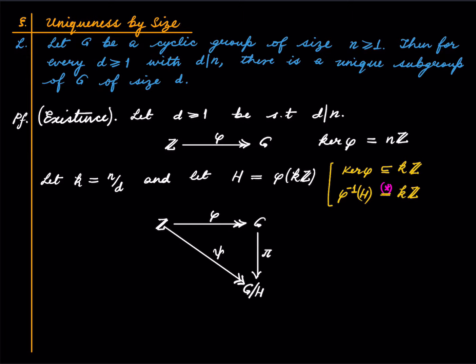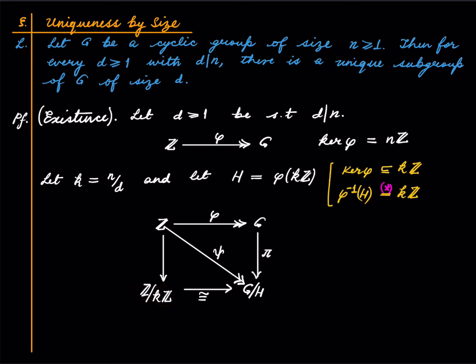What is the kernel of psi? The kernel of psi is those things which map to identity under psi, which is same as those things which map inside H under phi, right? And the things which map inside H under phi is phi inverse H, which is just kZ. So by the first isomorphism theorem, we get Z mod kZ is isomorphic to G mod H, right? This is kernel psi. So we get that isomorphism because psi is surjective.